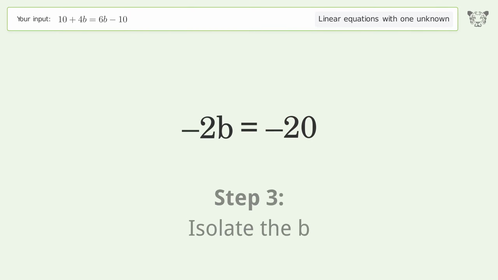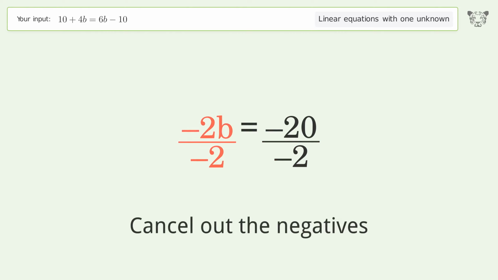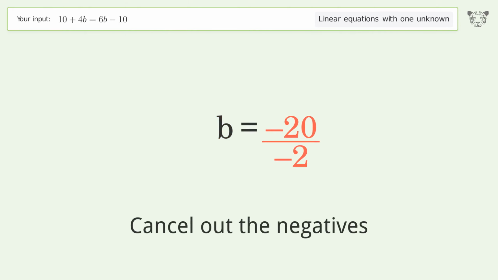Isolate the b. Divide both sides by -2. Cancel out the negatives. Simplify the fraction. Cancel out the negatives.